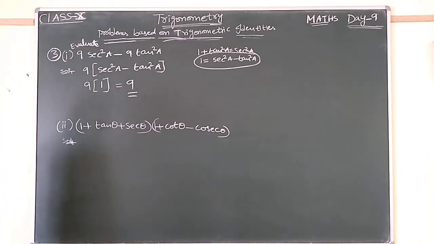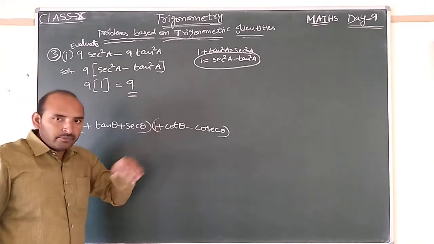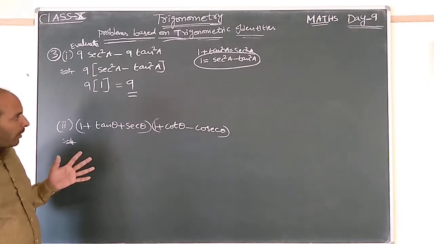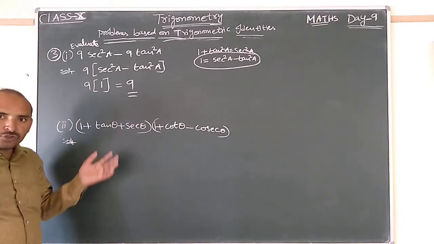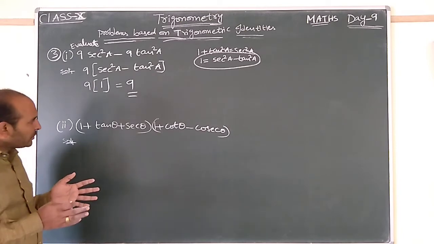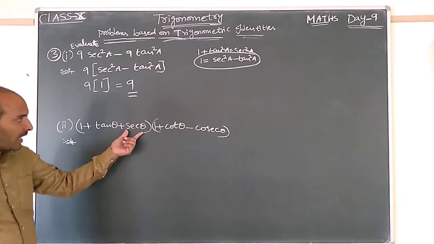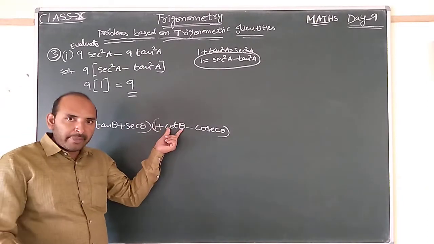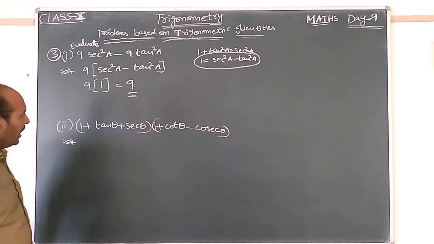So now coming to the second part, 1 plus tan theta plus secant theta, and one more term, 1 plus cot theta minus cosecant theta. So in this problem, both are different types of trigonometric ratios and also product based values. Tan theta is converted into sin by cos, secant theta into 1 by cos, the reciprocal. Cot theta is cos theta by sin theta, cosecant theta is the reciprocal, 1 divided by sin theta, and simplify.